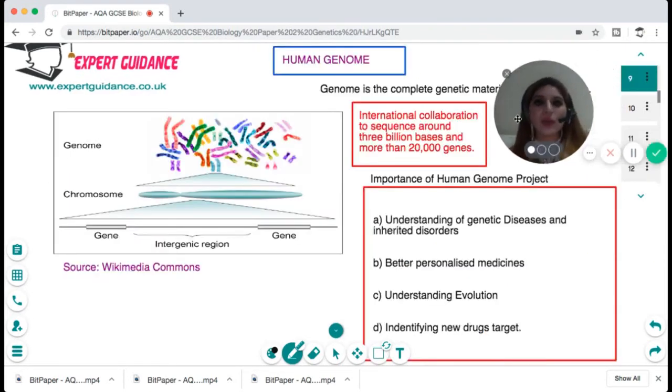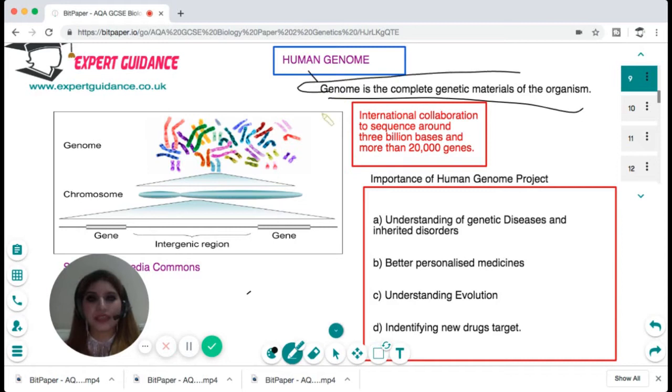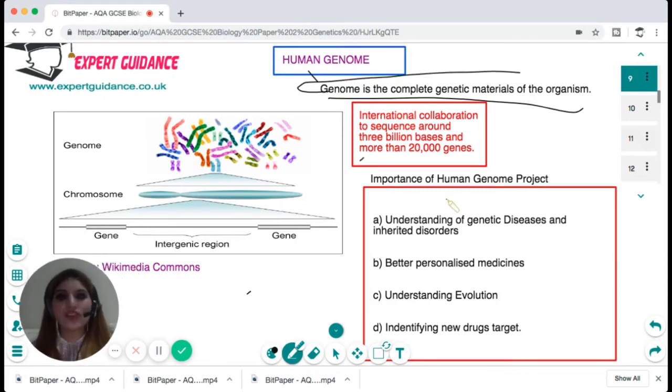Okay, now what is a human genome? Now you can see that there are a lot of base pairs in a human DNA. The genome is the complete genetic material of the organism, and there's a Human Genome Project, which is an international collaboration to sequence around 3 billion bases and more than 20,000 genes. It is important to understand the genetic diseases and the inherited disorders.